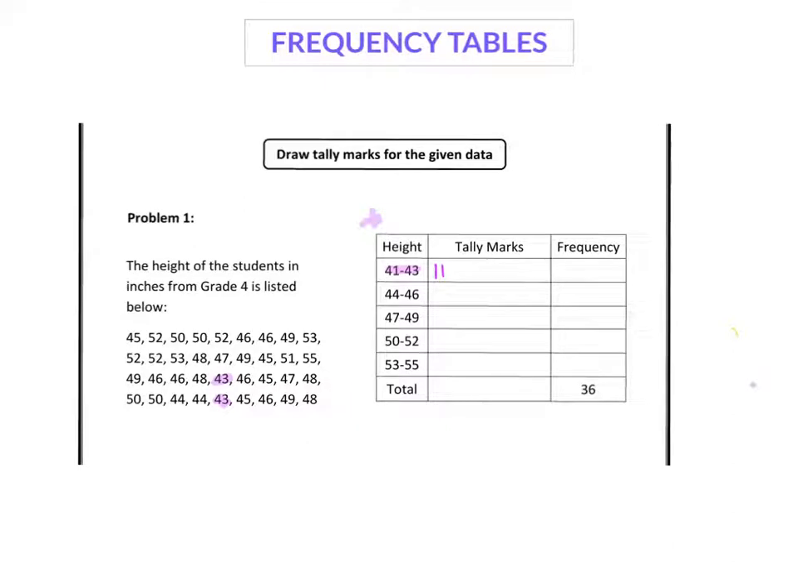So let's move on to have a look at the next category. 44 to 46. So we go through our list. Here's a 45, so I'll mark one. We've got 46, 46, so there'd be another 2 marked on there. Keep going through. We're looking for 44 to 46, so there's another one, so 4, and I'm going to keep going. Now I get to 46.